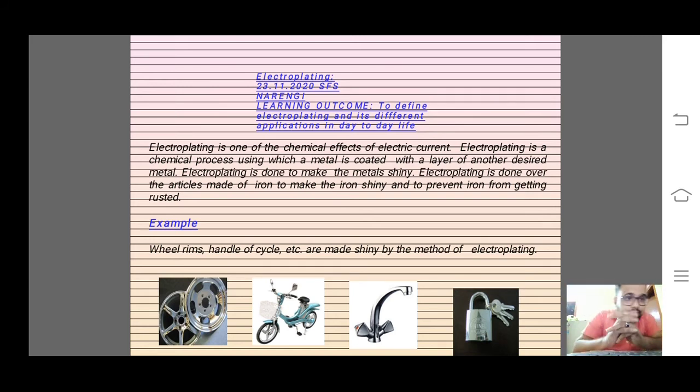Today we'll be discussing electroplating. So, basically, what is electroplating? Electroplating means you are plating something with the help of electricity.